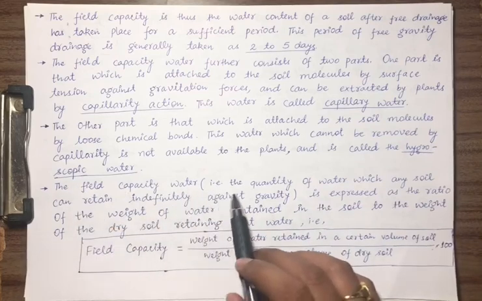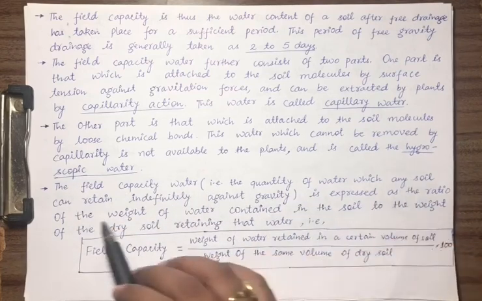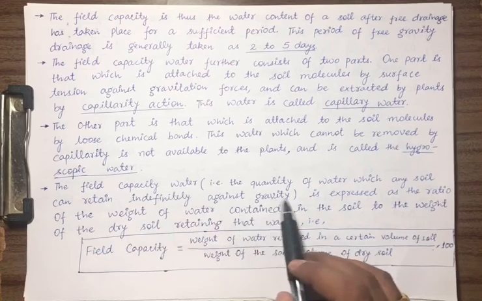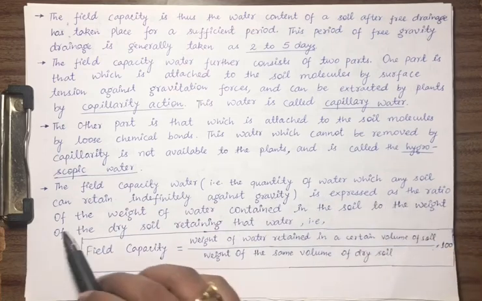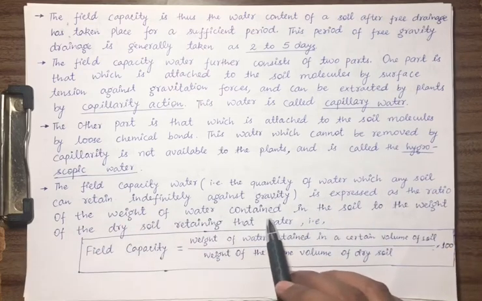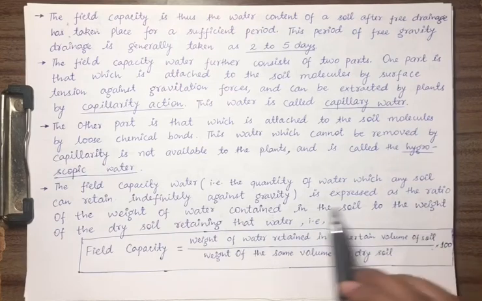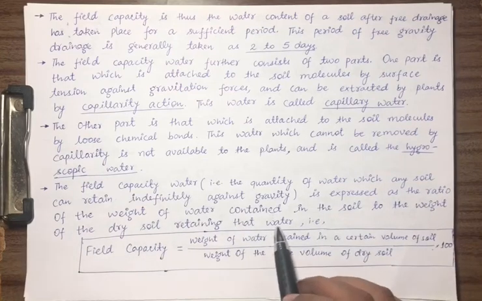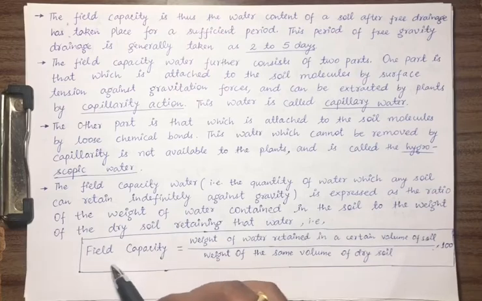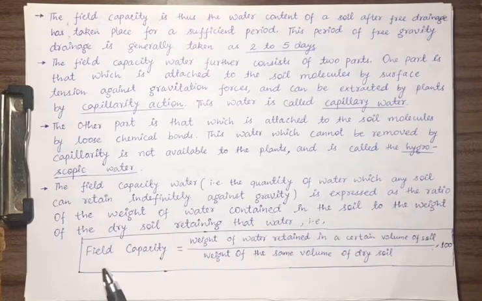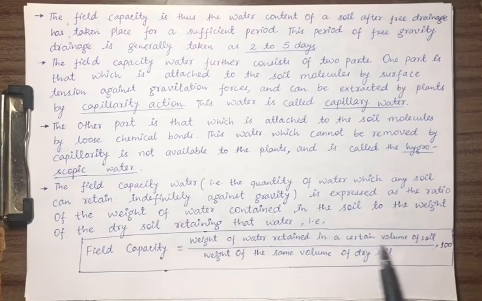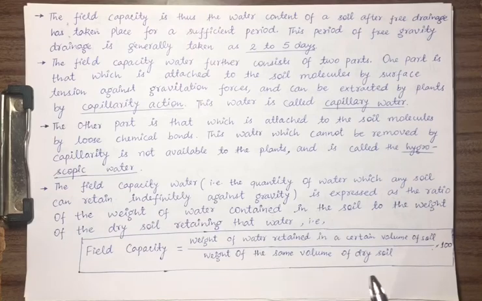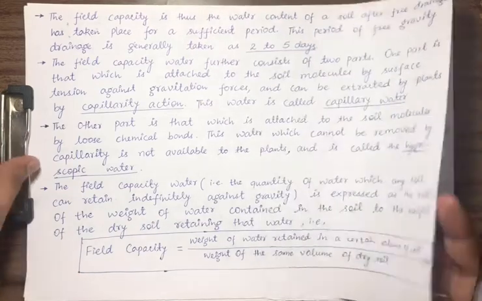Field capacity, that is the quantity of water which any soil can retain indefinitely against gravity, is expressed as the ratio of the weight of water contained in the soil to the weight of the dry soil retaining that water. So this is the basic definition of field capacity. Field capacity is the ratio of weight of water retained in a certain volume of soil divided by weight of the same volume of dry soil. So let us understand what this equation is stating.